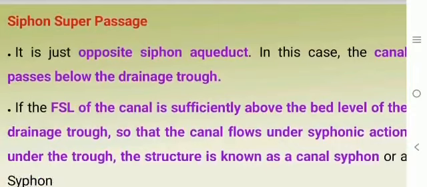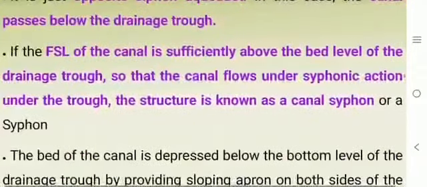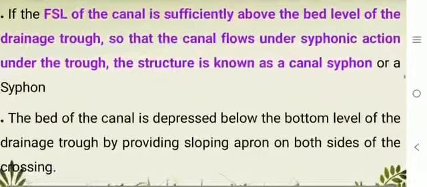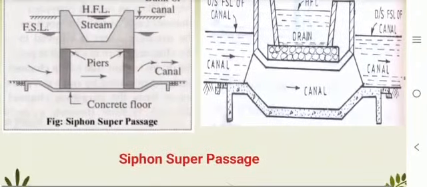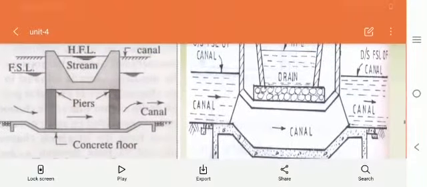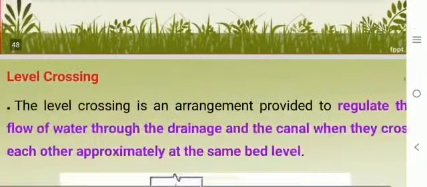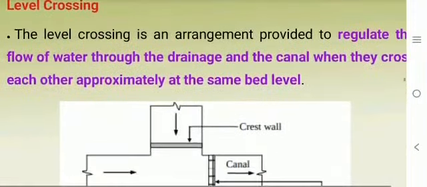The trough should be constructed of reinforced cement concrete. And the siphon super passage is just the opposite of the siphon aqueduct. In this case, the canal passes below the drainage trough. If the full supply level of the canal is sufficiently above the bed level of the drainage trough, the canal flows under siphonic action under the trough. The structure is known as a canal siphon or siphon super passage. The bed level of the canal is depressed below the bottom level of the drainage trough by providing a sloping apron on both sides of the crossing. This is a siphon super passage.